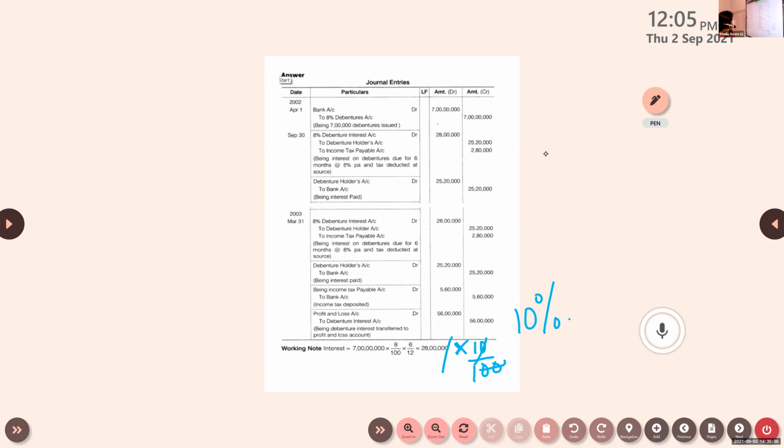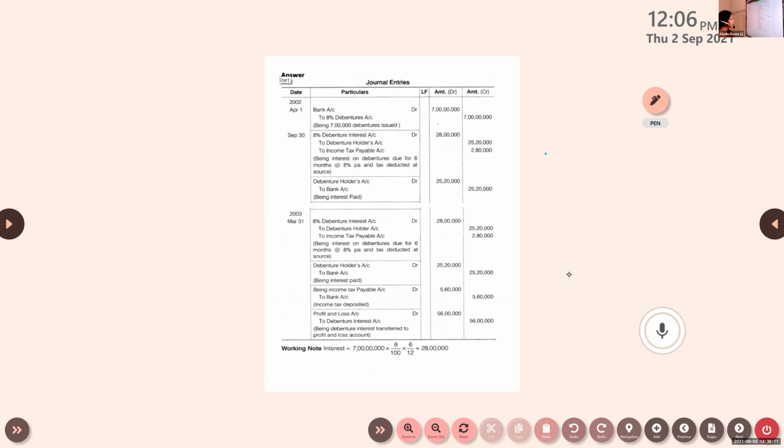Now the second journal entry on September 30th, what happens? Interest is due. Interest due, 8% debenture interest account debtor. We found out the interest, 7 crore into 8 by 100, the interest rate, into, it is half yearly, so 6 by 12. That will give you 28 lakhs.